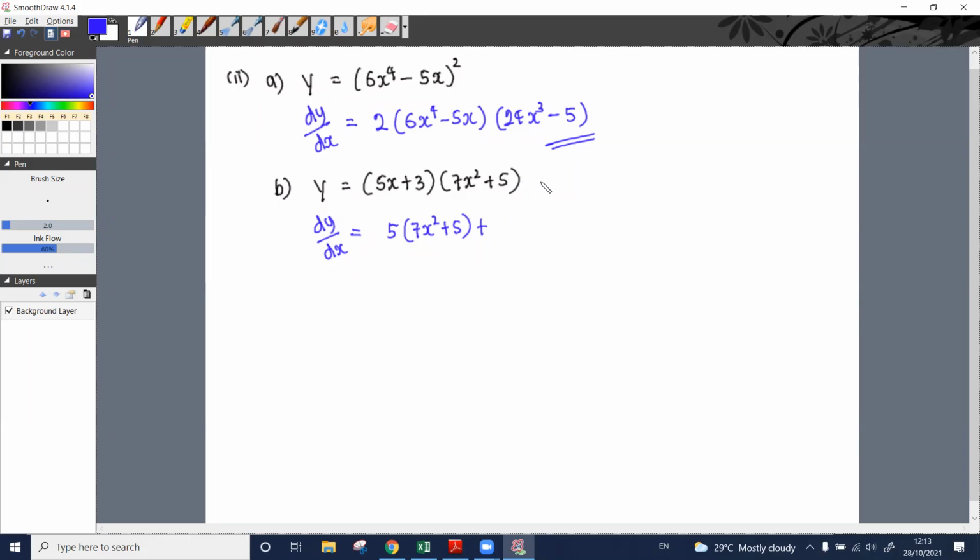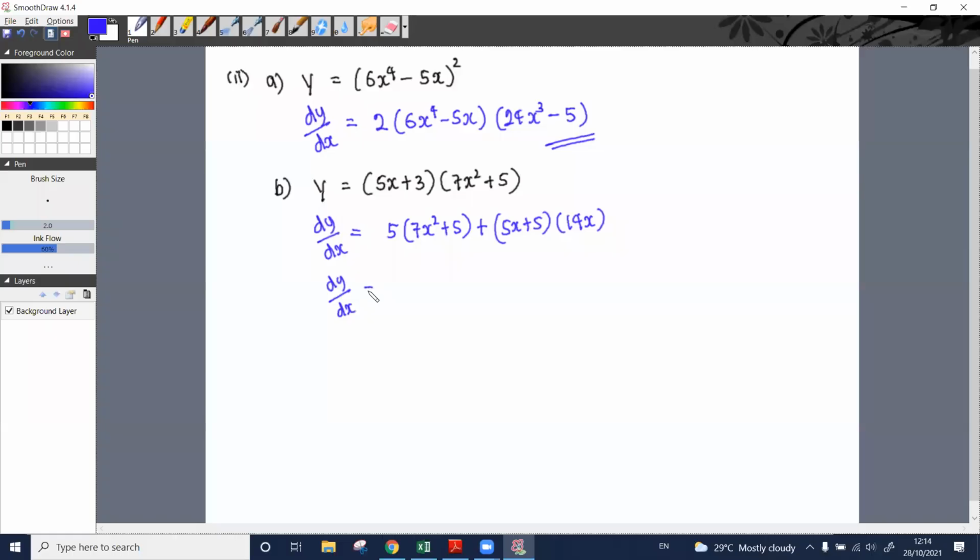Now what? We'll keep the first group as it is, 5x plus 5, and this needs to be multiplied by the differentiation of the second group. Here, 5 is a constant, so we can ignore it. Once we differentiate 7x squared, it should be 14x. Right?